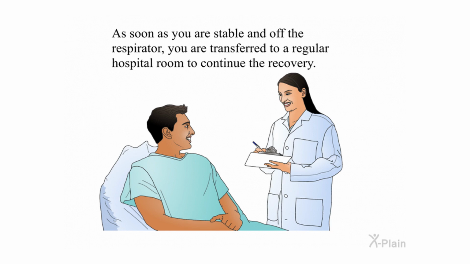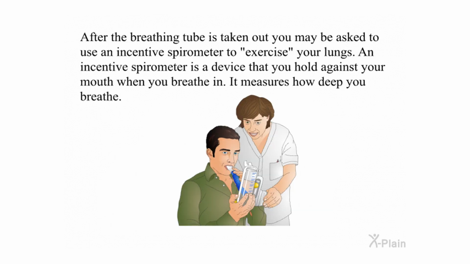As soon as you are stable and off the respirator, you are transferred to a regular hospital room to continue the recovery. After the breathing tube is taken out, you may be asked to use an incentive spirometer to exercise your lungs. An incentive spirometer is a device that you hold against your mouth when you breathe in. It measures how deep you breathe.